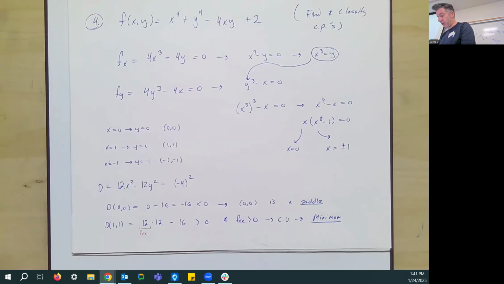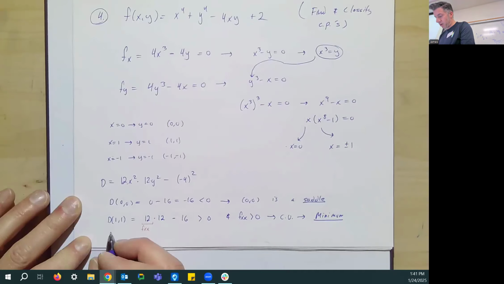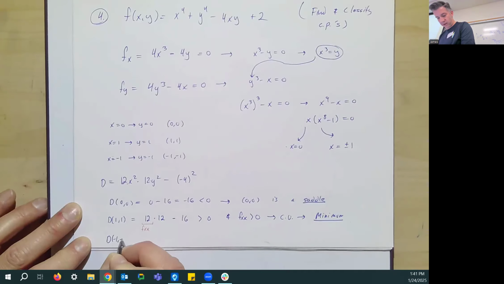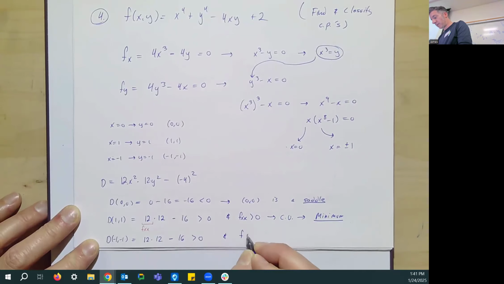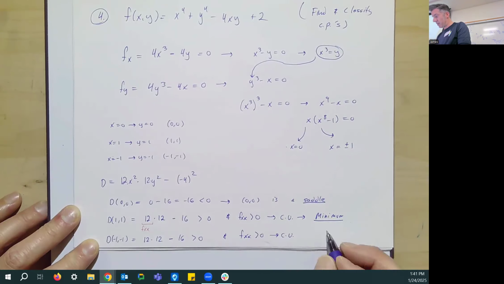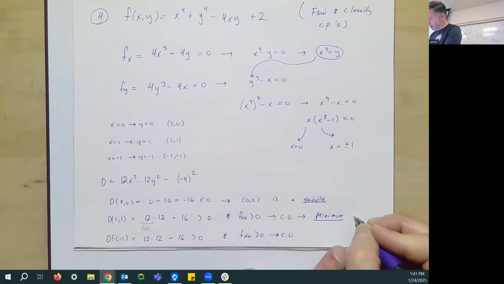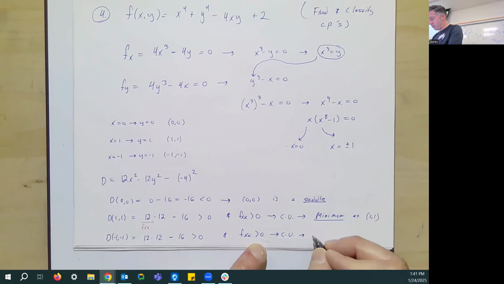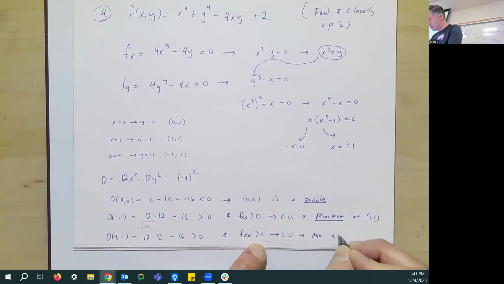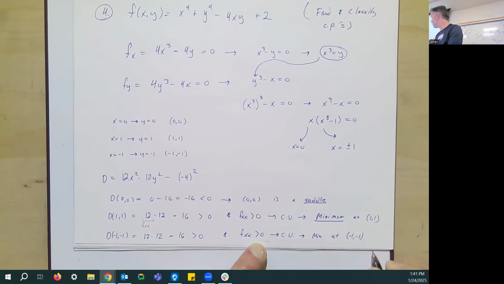Similarly, if we plug in negative 1 and negative 1, we're going to get d of negative 1 comma negative 1, which is going to be still positive 12 times positive 12 minus 16, which is still positive, and our fxx is still positive, which means we're still concave up, which means I should have really said we have a minimum at 1 comma 1, and I should have said that here too. We have a minimum at negative 1 negative 1.